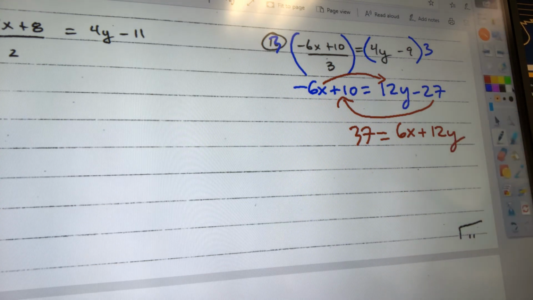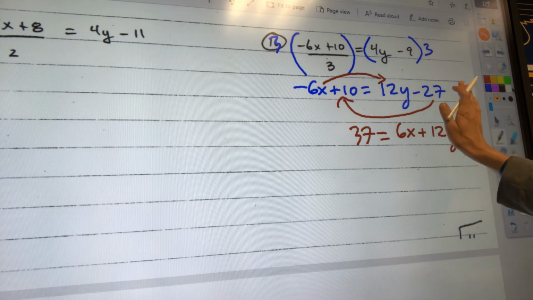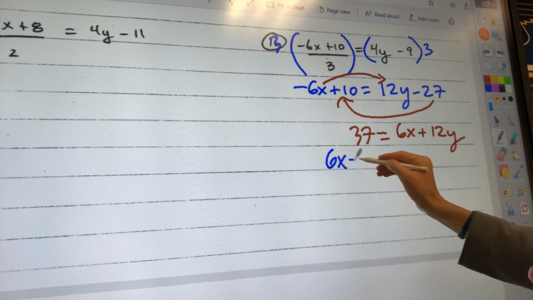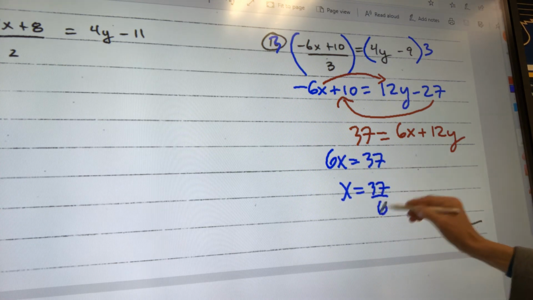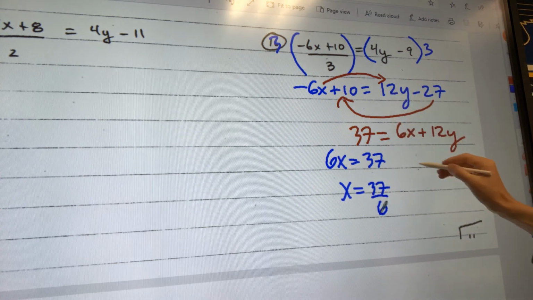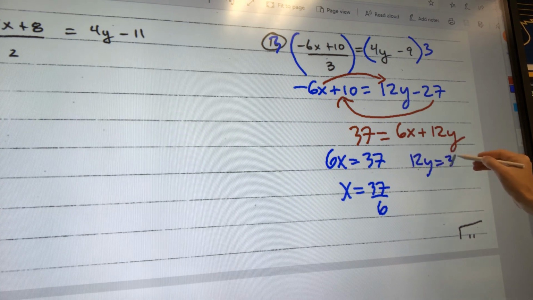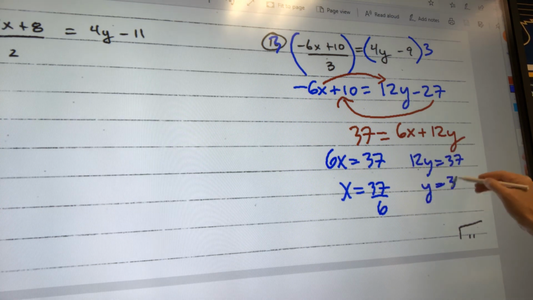Instead of negative divided by negative, you have a positive divided by a positive. The x-intercept, cover up y, get x is 36 over 7. Cover up x, 12y is 37. Y is 37 over 12.